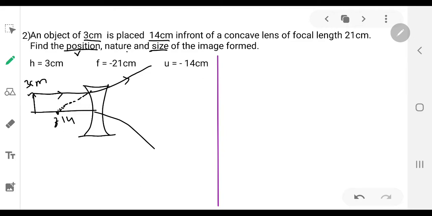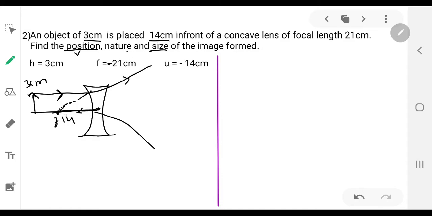So this is to give the sign for the distances. H, height of the object. As the object is placed above the principal axis, H is taken as positive, +3. Focal length: according to the sign convention, distances are measured from the optic center. So from the optic center to the focus, the direction of measurement is opposite to the direction of the incident ray. So F value is -21. In case of a concave lens, focal length is negative.